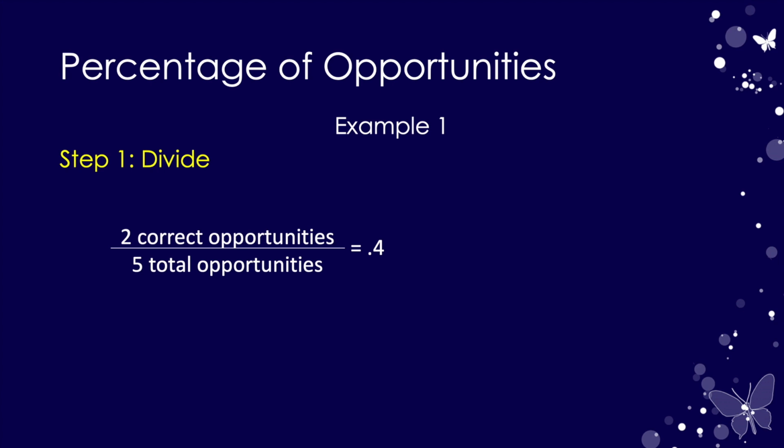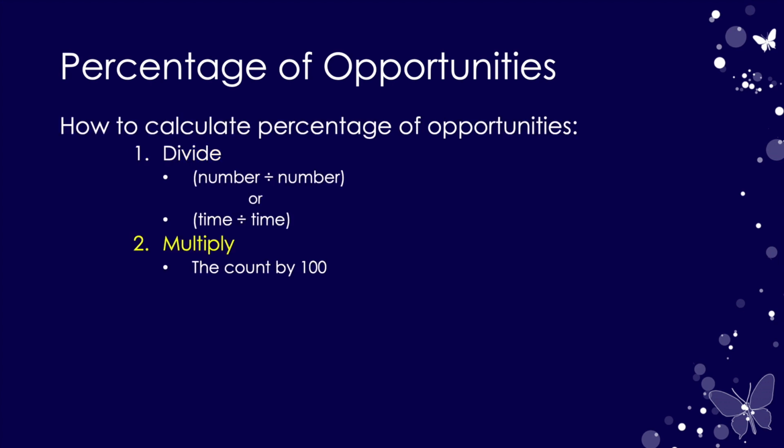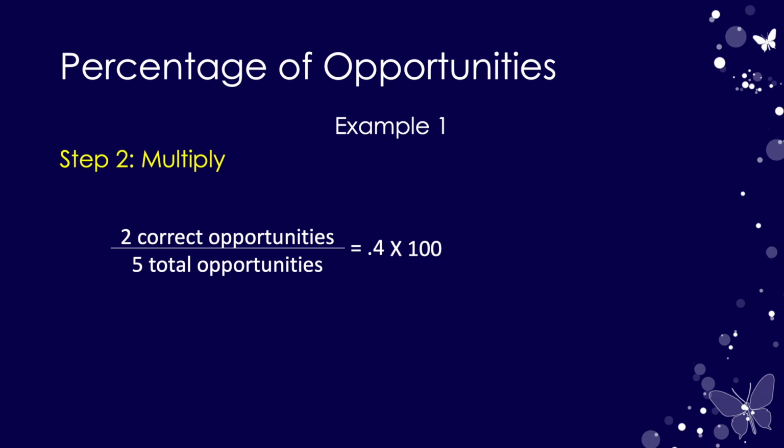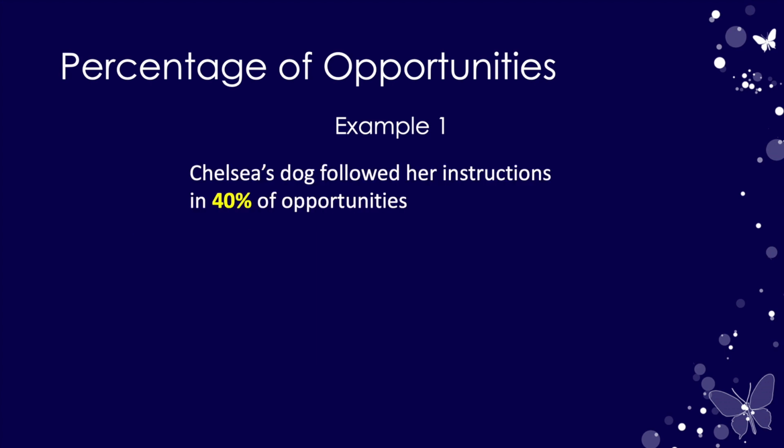Awesome! We have step 1 down. Now, let's look at step 2. You would then multiply the number by 100. For instance, multiply 0.4 by 100. This will give you your percentage. Now that we have our percentage, we can say that Chelsea's dog engaged in following instructions in 40% of the opportunities.